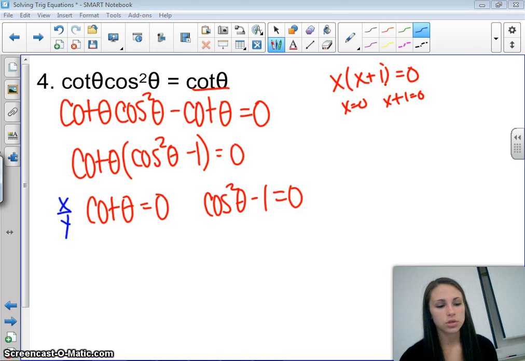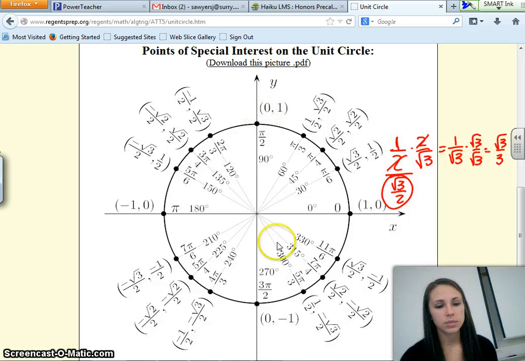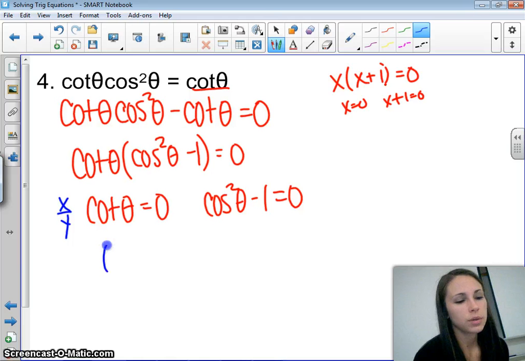So on my unit circle, where's the x going to be 0? That's going to happen at pi over 2 and 3 pi over 2. So from here, I get theta equals pi over 2 and 3 pi over 2.